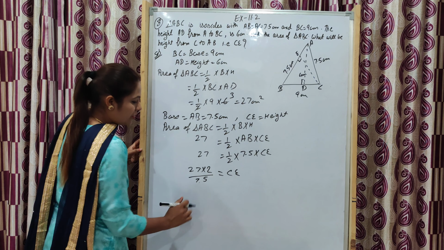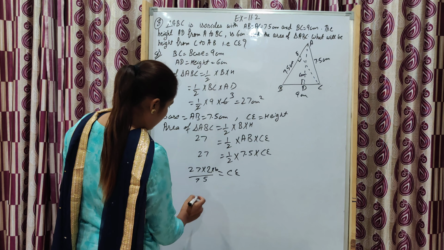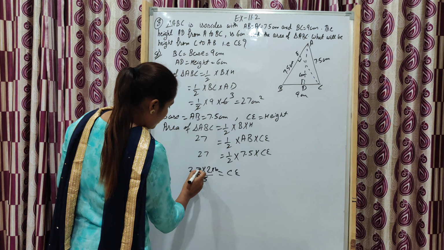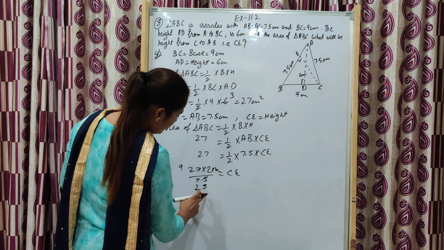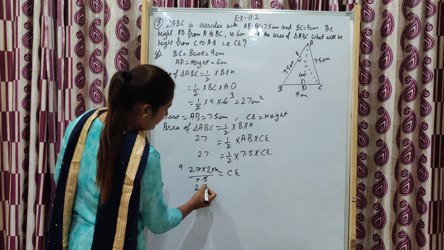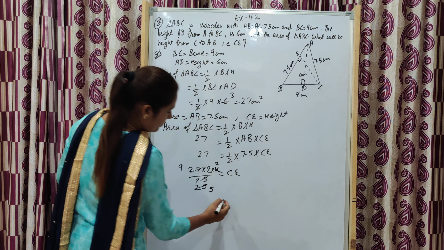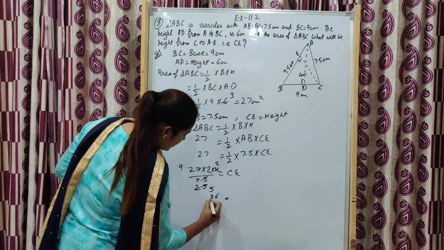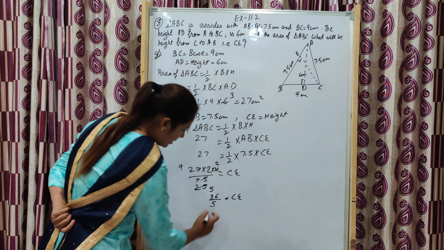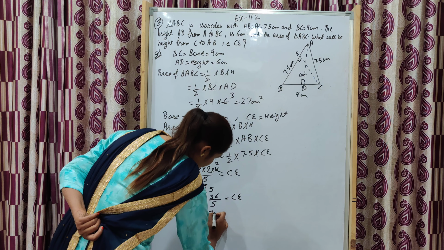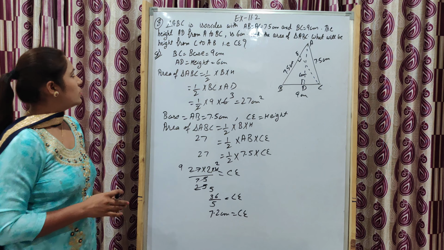Then for CE, we will remove the point and write here 10. Now cancel it. You can cancel it on the table of 3: 3 9s are 27, 3 2s are 6, 3 5s are 15. You can cancel it on the table of 5: 5 5s are 25, 5 2s are 10. That's it. So we will multiply it. 36 upon 5 you can leave here also, or you can write in decimal. It will come 7.2 centimeters CE. So it was your question number 8.